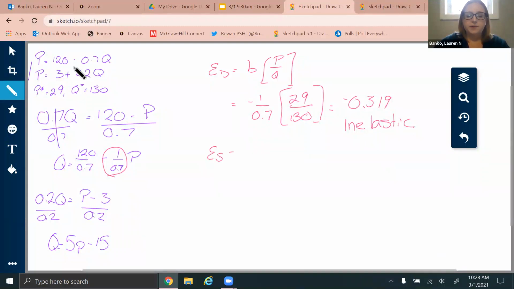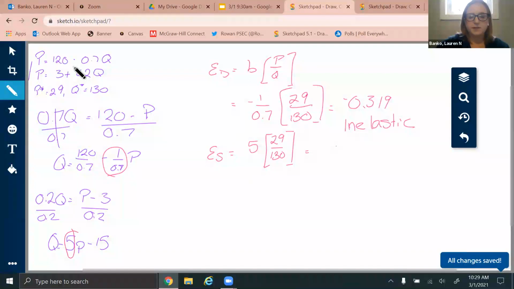Yeah, we think about this in absolute value, not altogether. Now, supply is going to be a similar formula, which still is B times P over Q, but the B term comes in the supply, and it's the number in front of price. So in this case, it's 5. And then the second part is exactly the same, so 29 over 130. The elasticity of supply should be positive. So this comes out to 1.115. You can do 1.12, that's fine too. So 1.115. What does this number mean for the elasticity of supply?